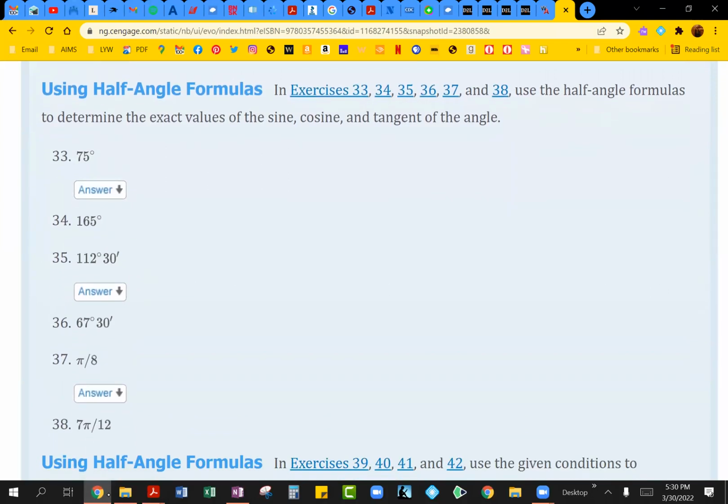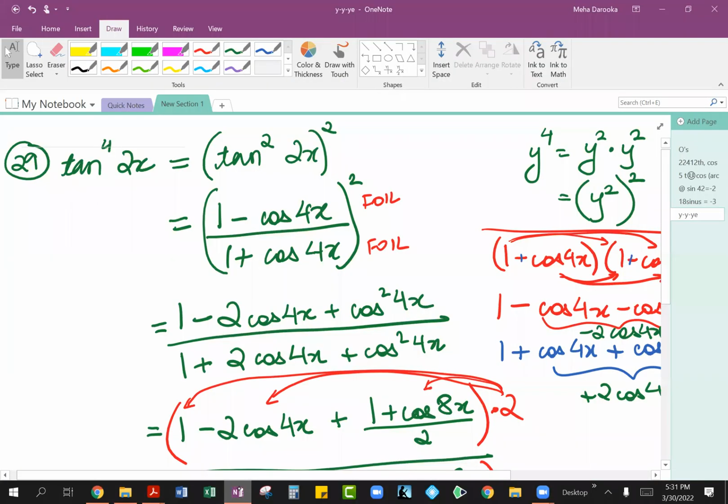Okay, so this one here is asking us to use the half angle formulas. And again, they're asking us to find all 3 functions, but we don't really want to take too much time using all 3 of them. So we've done a couple examples with tangent. Let's do the sine function for this one. For pi over 8, let's try and break it down into the sine function, and let's see what that comes out to be.